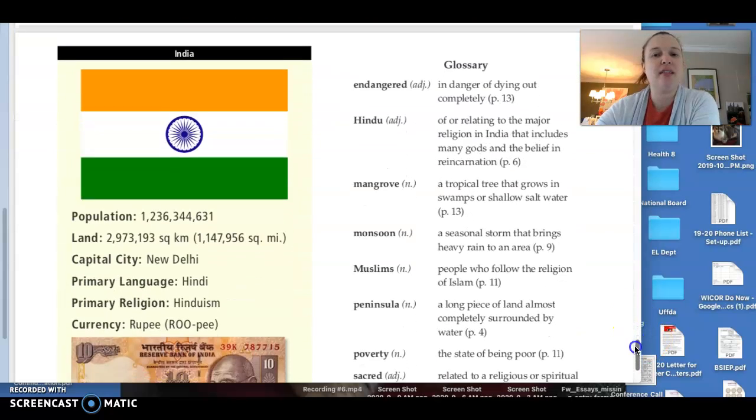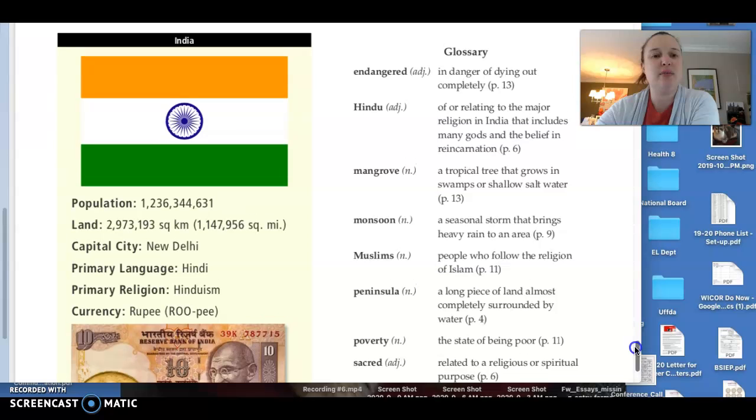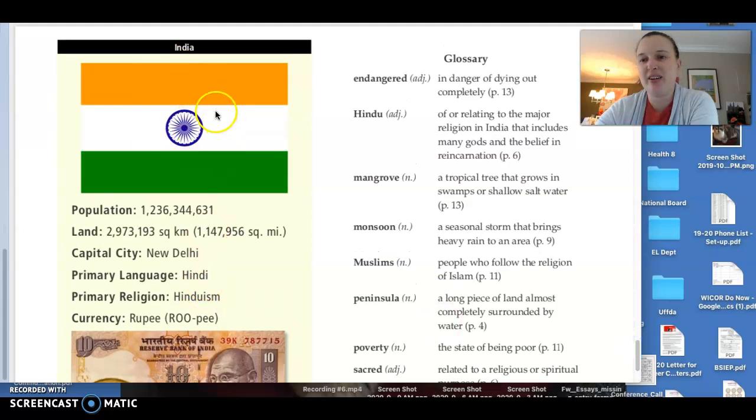Okay. On this last page, we see some facts about India. We have the flag here. In the middle is a wheel. It's called a chakra, and it's supposed to represent a wheel with many, many spokes. We have orange, white, and green. The population is 1,236,344,631 people as of the date that this book was written. I'm sure the population has increased since then.